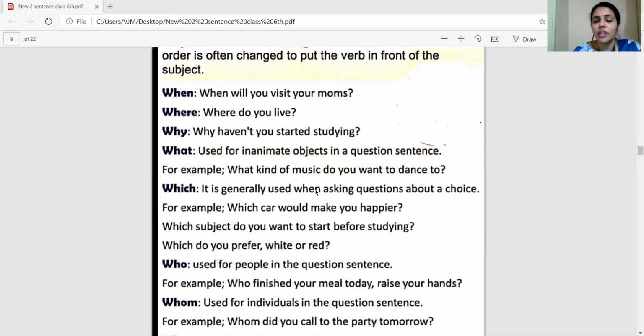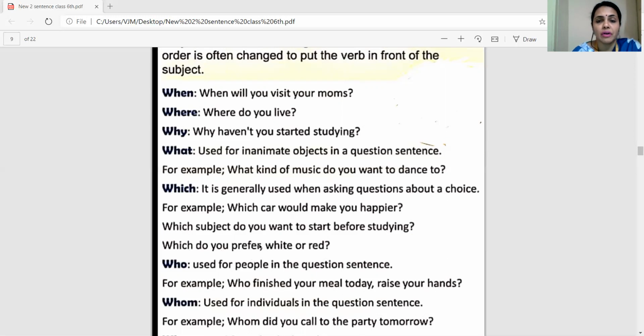Which is generally used when asking questions about a choice, right? Which is your favorite color? Which is your favorite dress? Which is your favorite ice cream? In this way. For example, which car would make you happier? Which subject do you want to start before studying?